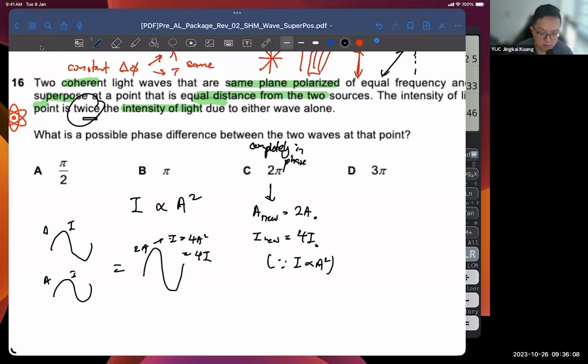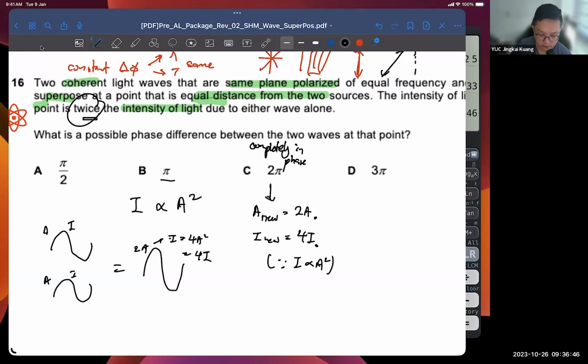Then the next thing we can rule out is options B and D already. B is a phase difference of pi. With a pi phase difference, what kind of interference will you get? Will you get constructive? Will you get partial? Or will you get destructive, which means it completely becomes zero?